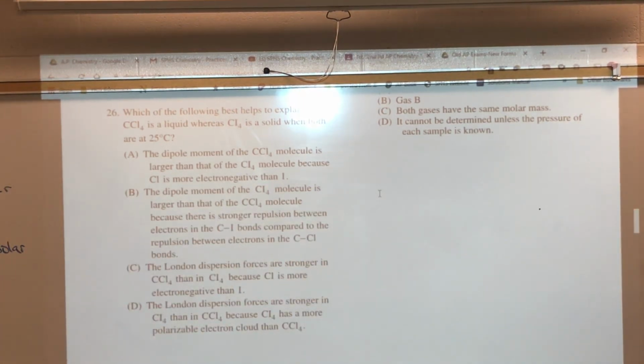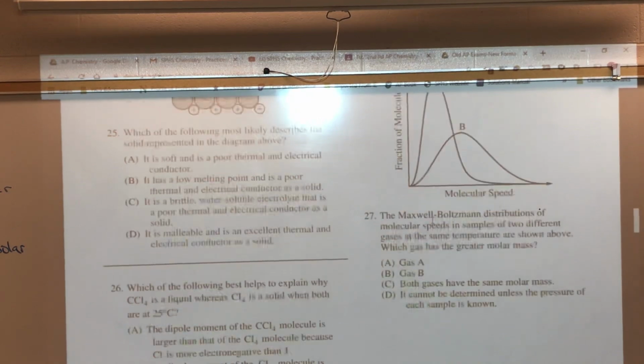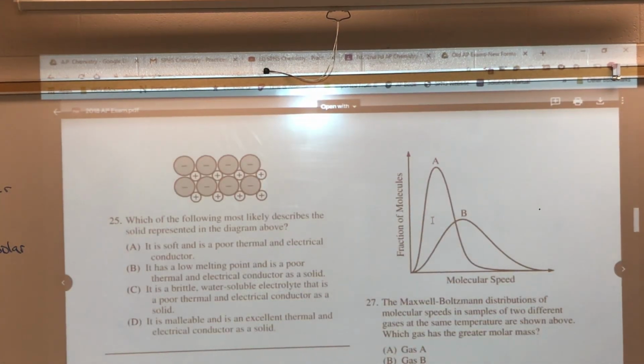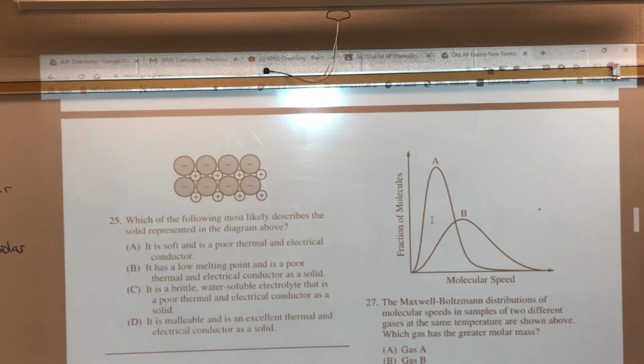Now, this graph, I doubt on the abbreviated version, this graph is going to be on there, but let me go up one notch.